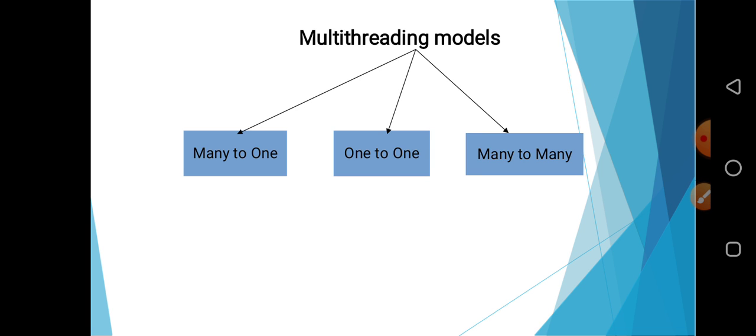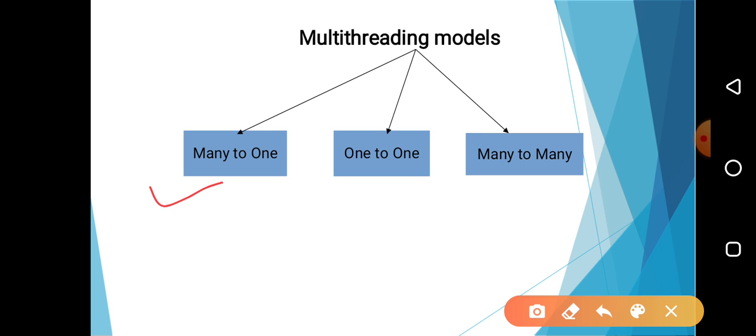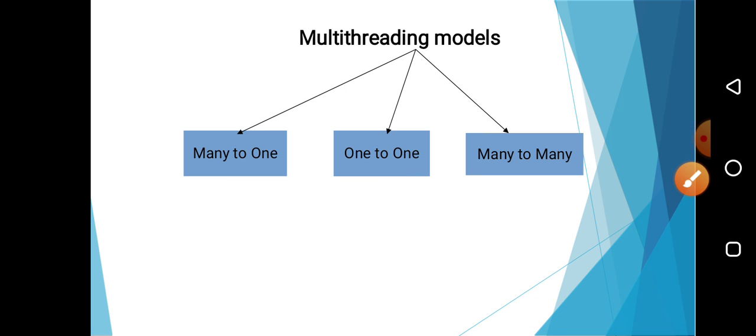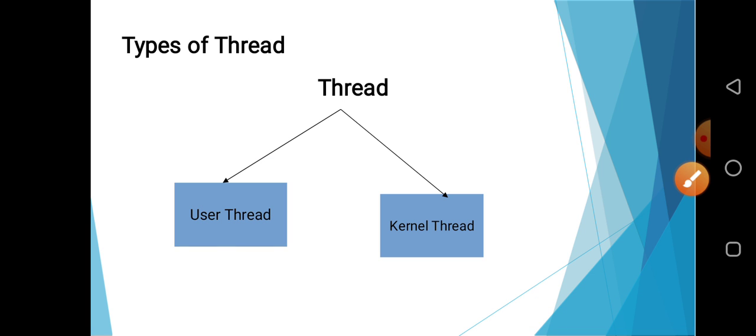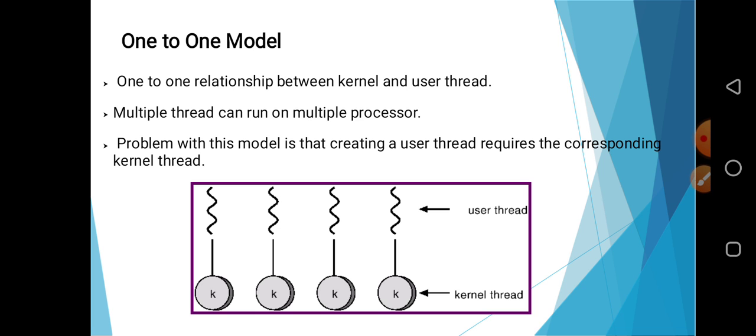So, what are the advantages of multi-threading? Obviously, we have discussed in the previous slide: responsiveness, economy, resource sharing, and support for multiprocessor architecture. That is all about the advantages of the multi-threading concept. Now, there are three models of multi-threading. The first one is many to one, and the other is one to one, and many to many. So, these are the multi-threading models. Let's see each and every model in detail.